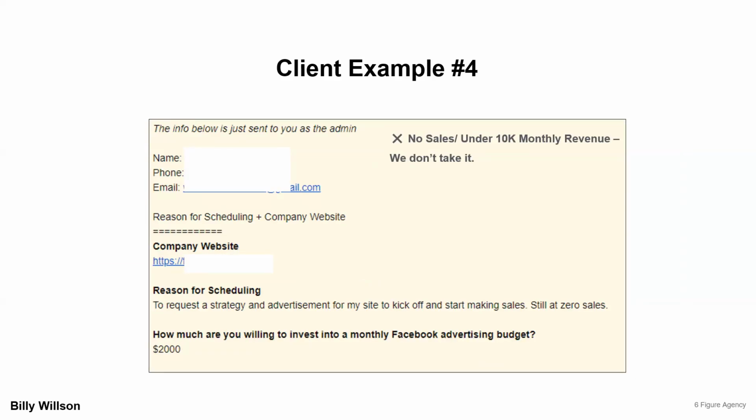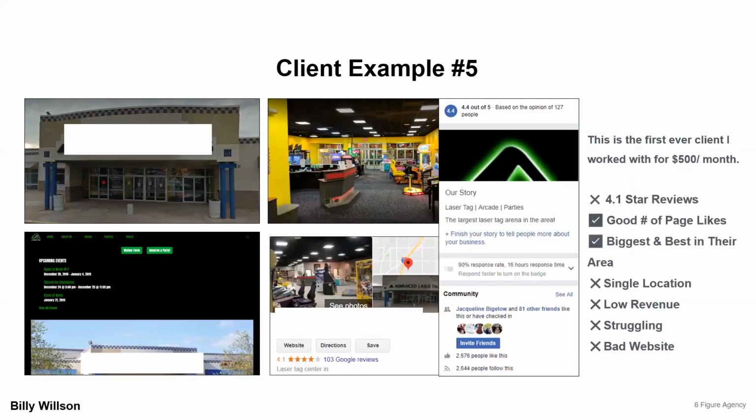So client number 4, pretty much just complete, cut this out: no sales, e-commerce store, under 10K monthly revenue. We just straight up don't even take it. I just cancel the meeting.